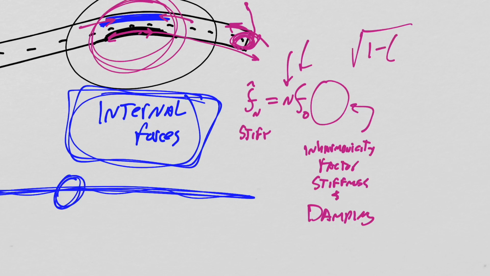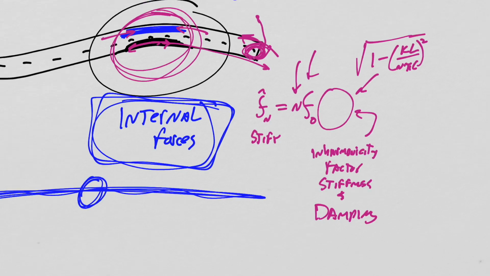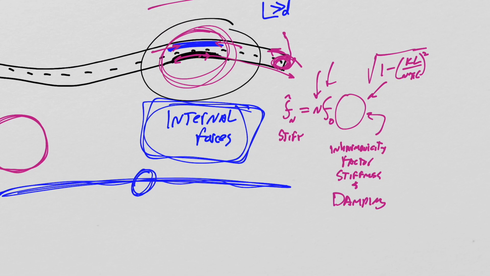We already know what it is for damping. It's 1 minus KL over N pi C, squared. So we know what it is for just damping, but now we are going to do it for stiffness and damping. So that's our goal, and it's all through the solution of a new form of the wave equation. So the first thing we've got to do is get an understanding of these internal forces and how to handle them. So let's begin with that.